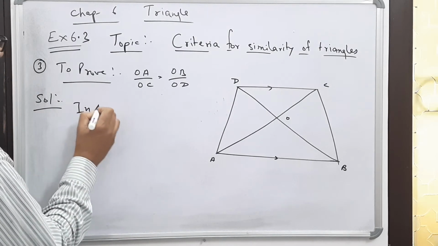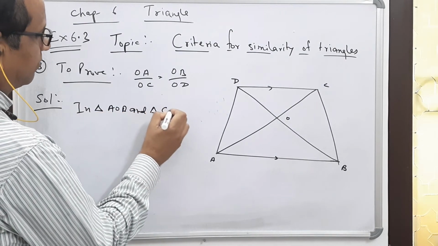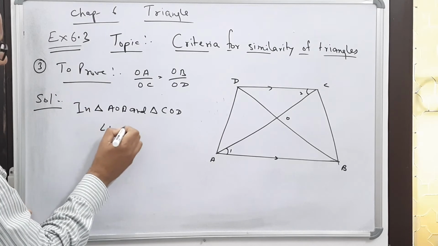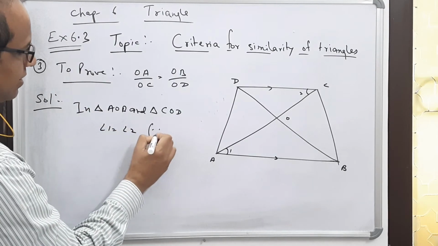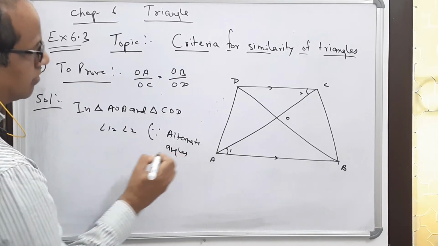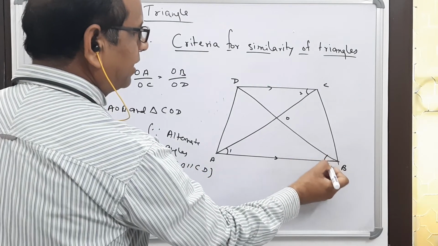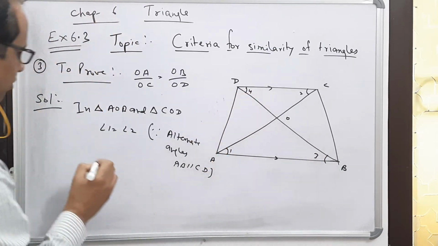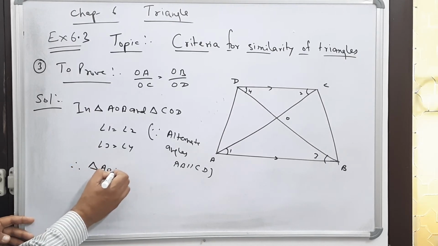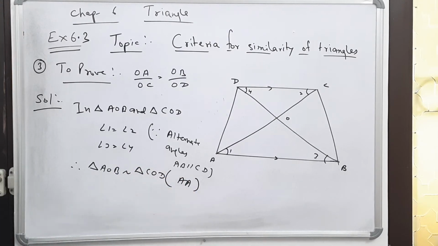So we are taking triangle AOB and triangle COD. See, this angle 1 equals angle 2. We can write angle 1 equals angle 2. The reason is they are alternate angles when AB is parallel to CD. The second is, similarly, angle 3 equals angle 4. Therefore, triangle AOB is similar to triangle COD. And which criteria? It is the angle, angle criteria.